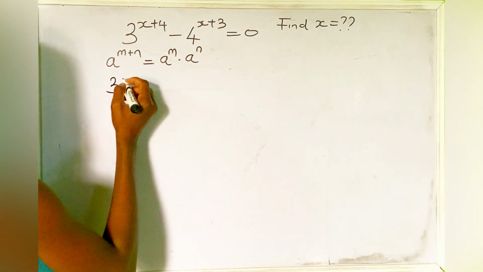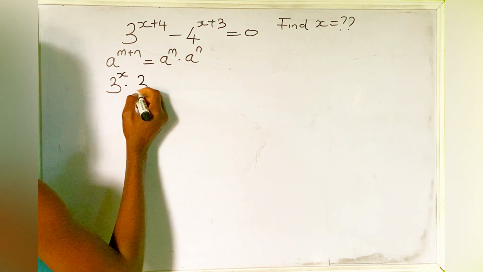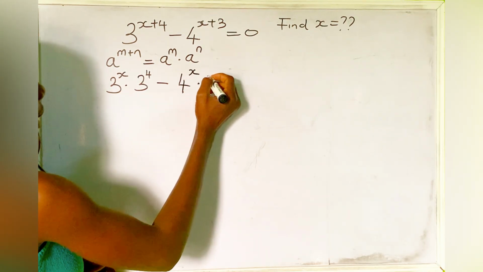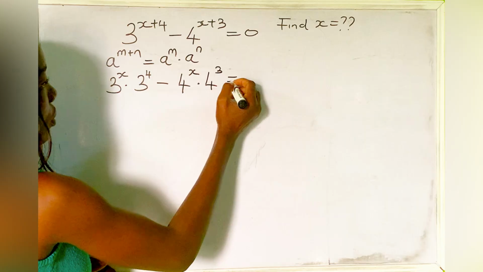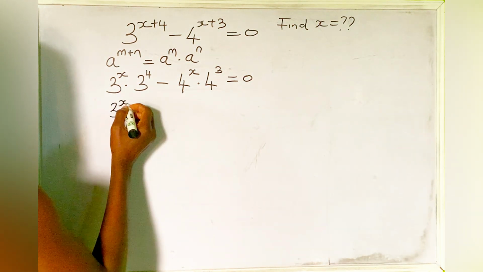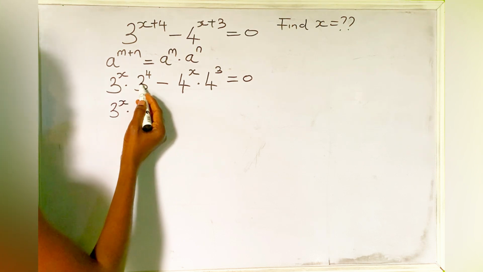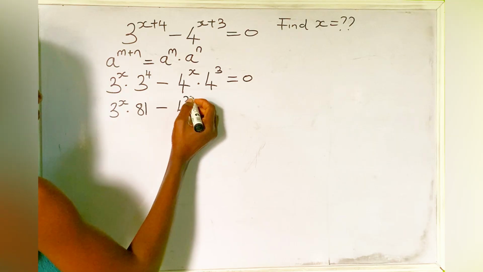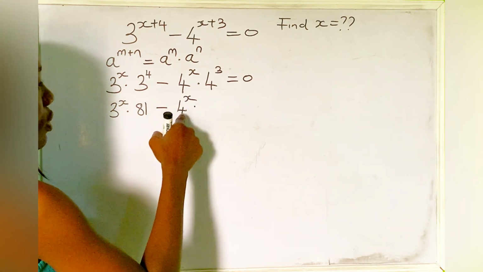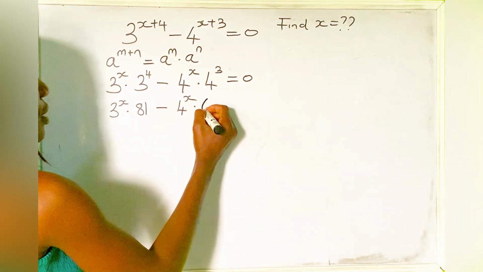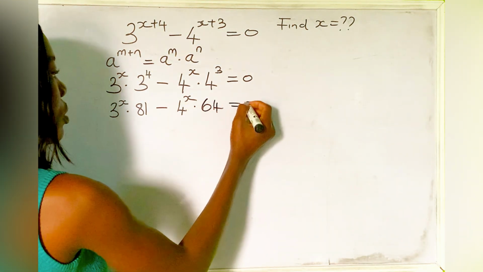So here we have 3 raised to the power of x multiplied by 3 raised to the power of 4, minus 4 raised to the power of x multiplied by 4 raised to the power of 3, is equal to 0. Now, 3 to the power of 4 is going to give you 81, and 4 to the power of 3 is going to give you 64.